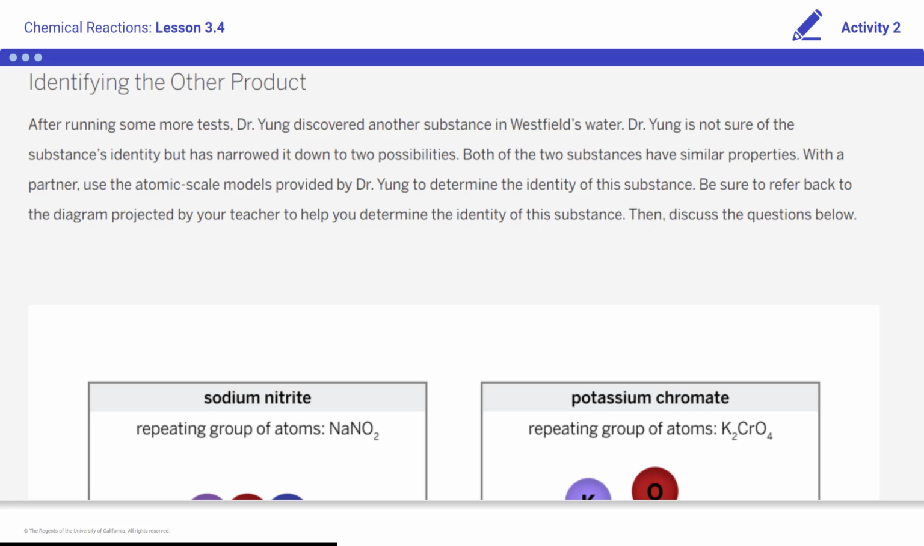Which atoms were needed to form the sodium nitrate? Sodium, nitrogen, and oxygen. Were these atoms present in either of the reactants? Yes, they were present in the fertilizer.